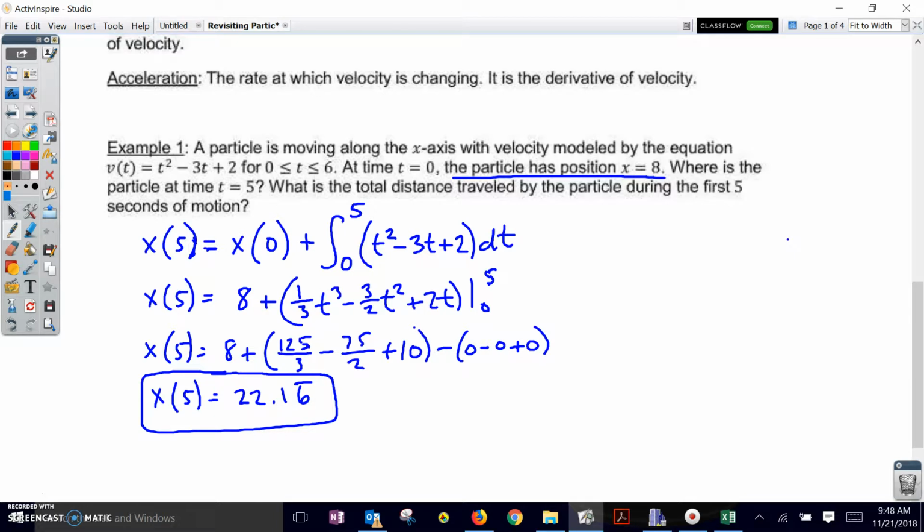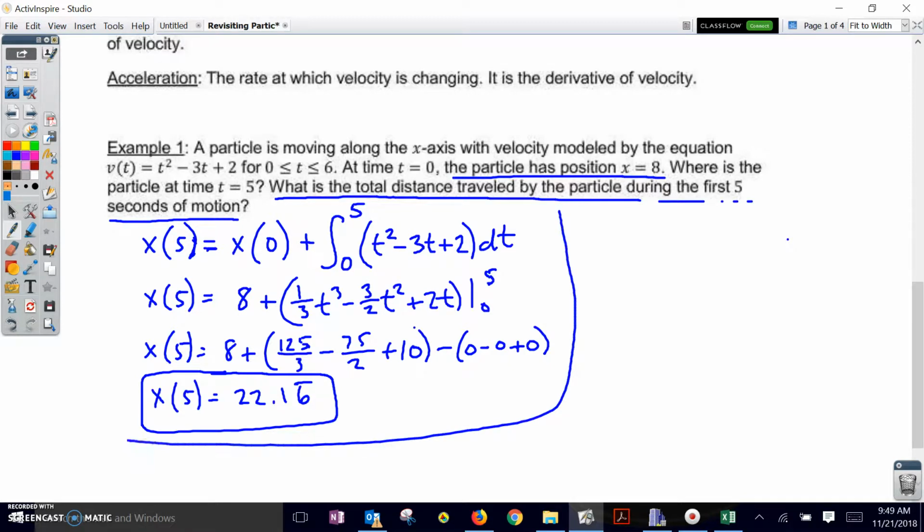All right. The second thing we're asked here, what's the total distance traveled by the particle during the first 5 seconds of motion? To find total distance, we're really talking about the integral of speed instead of velocity, because to calculate total distance, we'll calculate all the distance that's traveled in a positive direction and all the distance that's traveled in a negative direction, and we'll add all that distance together to come up with the total distance traveled. So really, distance traveled is the integral of the speed function. Displacement is the integral of the velocity function.